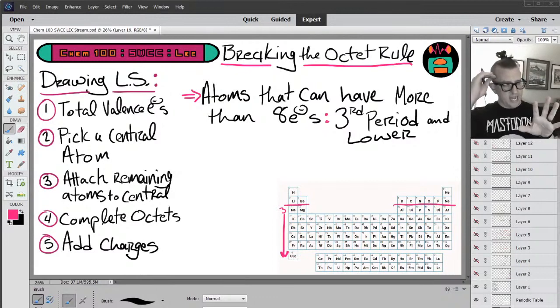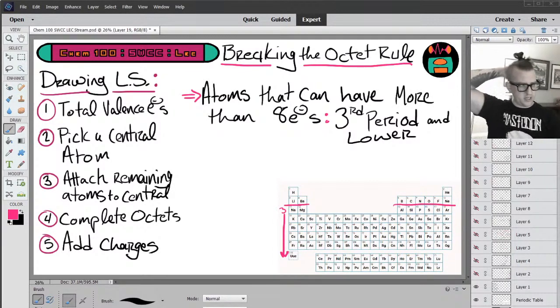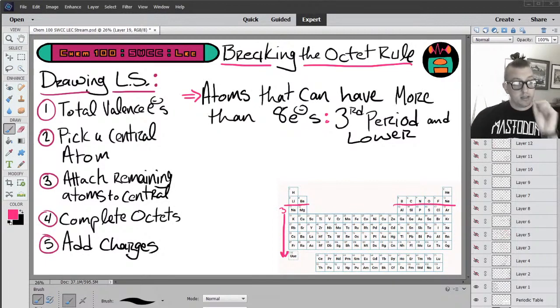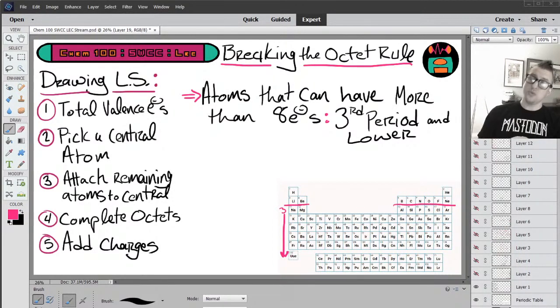You're telling me that elements 11 and up are allowed to break the octet rule? Why is this thing a rule if it's only a minority of the periodic table? The answer to that question is twofold. First, just because these elements can break the octet rule by having more than 8 electrons doesn't mean that they will. They have the capacity to, but they usually don't. They usually still follow it anyway, even though they don't have to. So that's one reason.